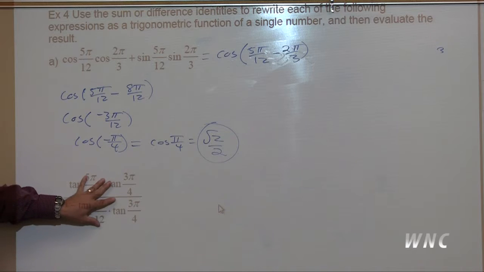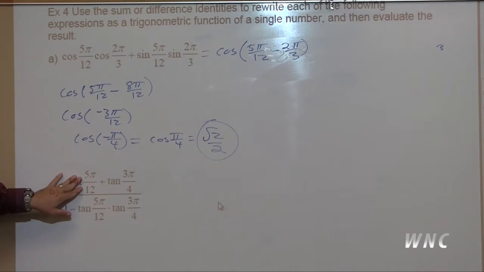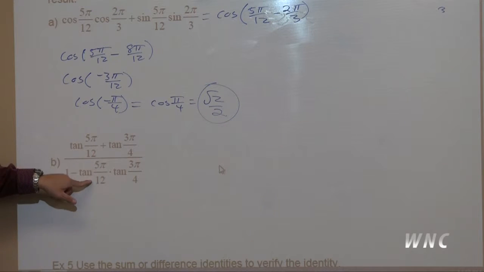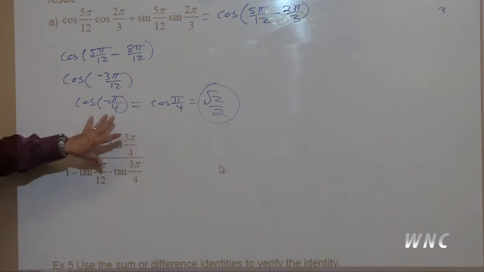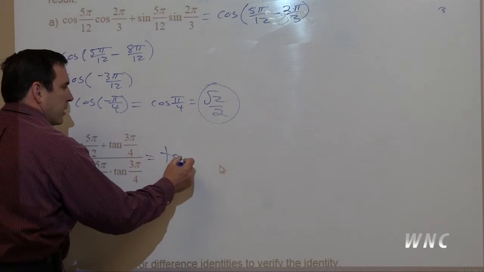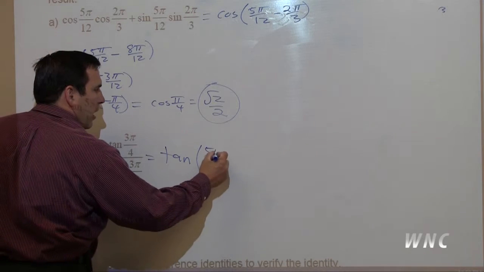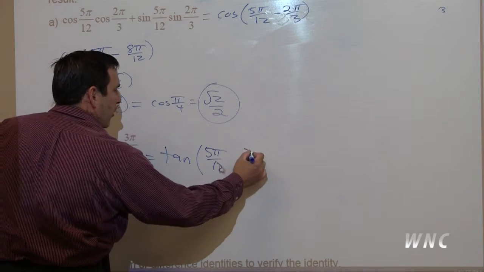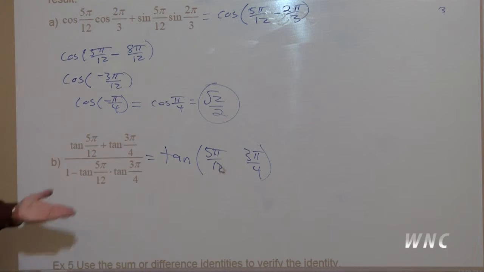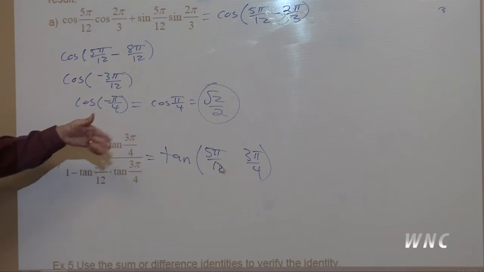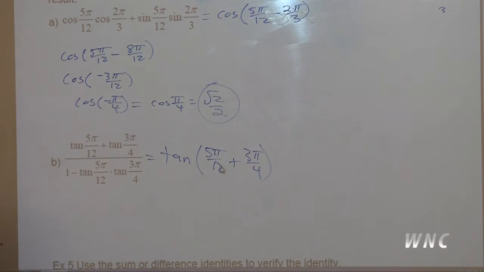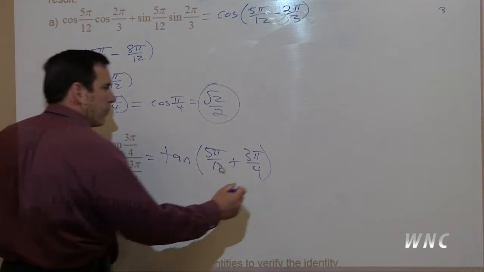And the next one's a tangent. Now this says tangent 5 pi over 12 plus tangent 3 pi over 4 over 1 minus tangent 5 pi over 12 times tangent 3 pi over 4. So this is obviously a tangent one. Not a lot of guessing there. We're going to have our 5 pi over 12 and our 3 pi over 4. The question is, is it plus or minus between them? Well, the key is right here. It's plus here, so tangent's going to be plus as well. It's not like cosine that was the opposite. So we want to add these up.